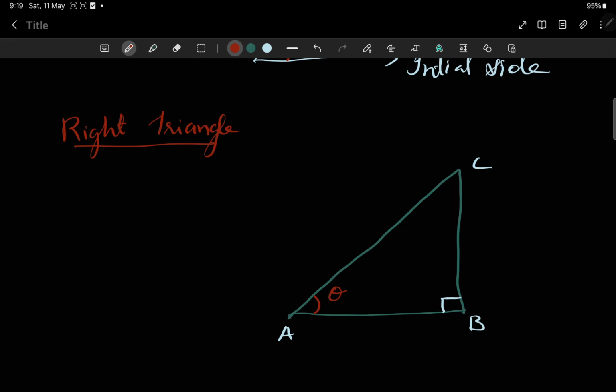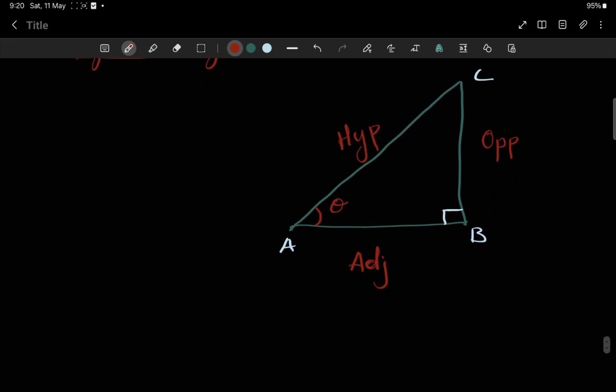So considering this angle theta, that is the angle at A, this side BC is the opposite side to this angle, so it's known as the opposite side, and this AB side is the adjacent side. Whenever you see op and adj, you should remember that op means opposite side and adj means adjacent side, and AC is the hypotenuse. You need to remember all these things across this lecture.